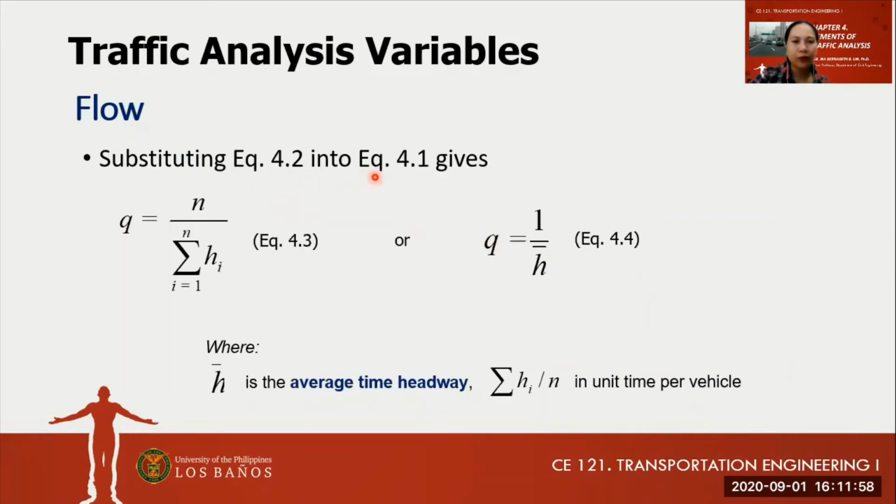Substituting equation 4.2 into equation 4.1, we now have the equation of flow, which is N over the summation of the headway from the first vehicle to the nth vehicle, or in terms of the average time headway, the flow is equal to 1 over h bar, which is the average time headway, and summation of hi over n is in unit time per vehicle.